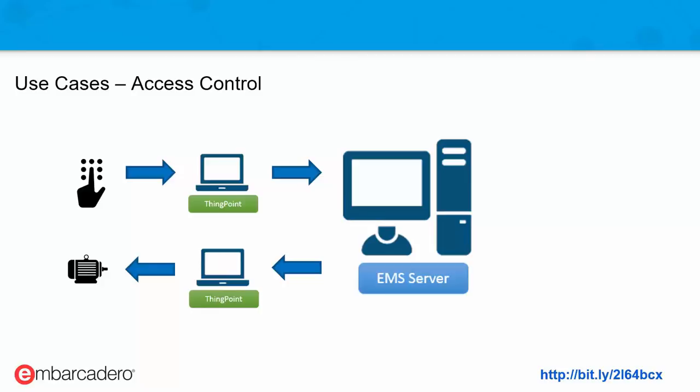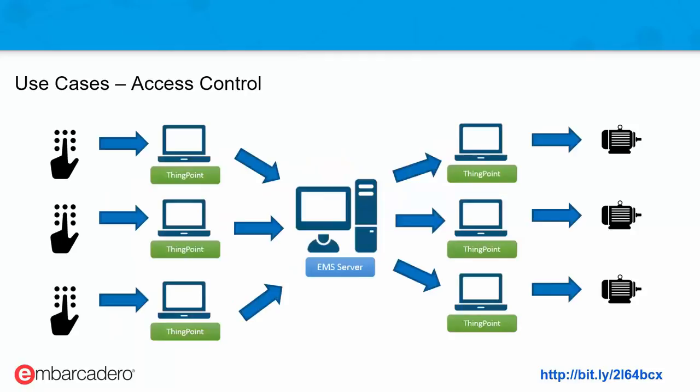So what is the advantage of using thing points and distributing this access control setup? Well, the advantage is that you can centralize the access control database. So you could have multiple pin pads and multiple actuators over various Wi-Fi ranges, Bluetooth ranges covering a wide area, possibly even at multiple sites, have them all talking to the same EMS server to make decisions about access control.